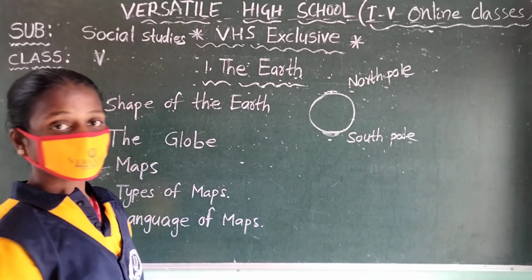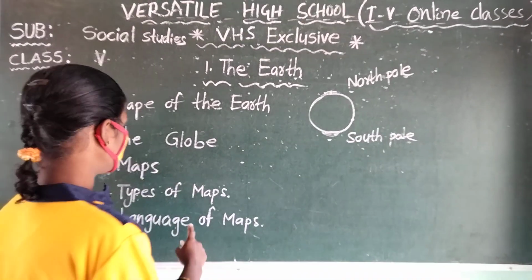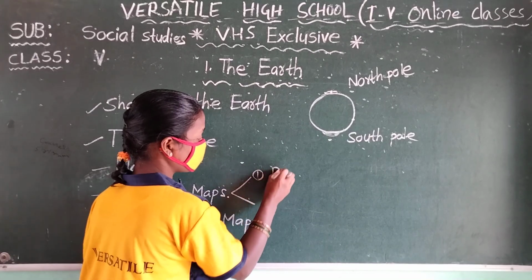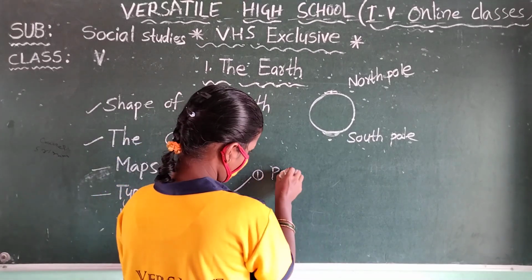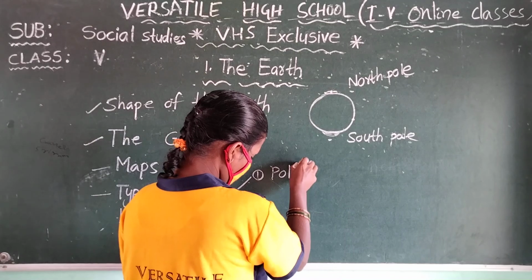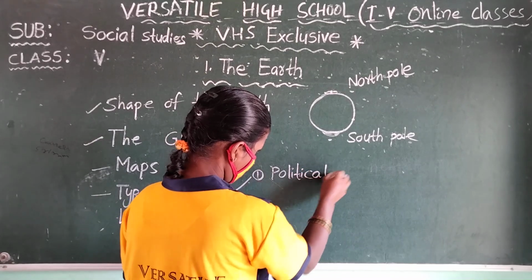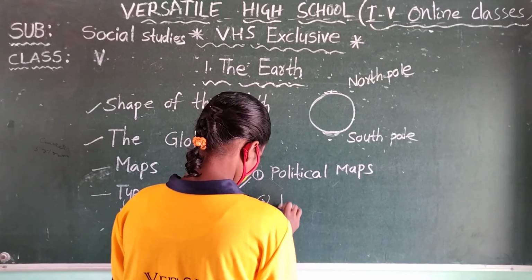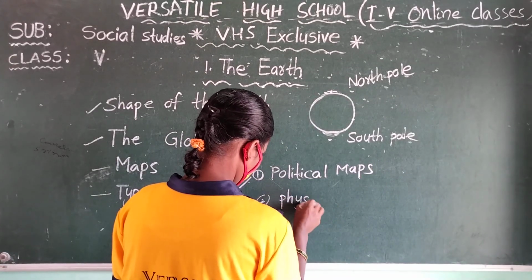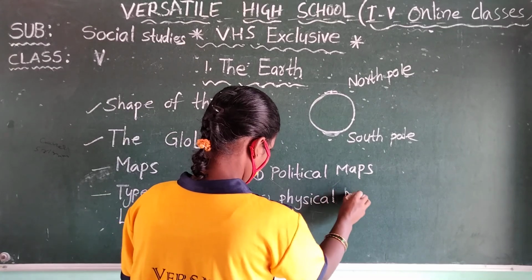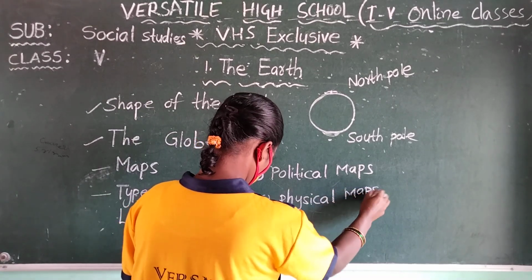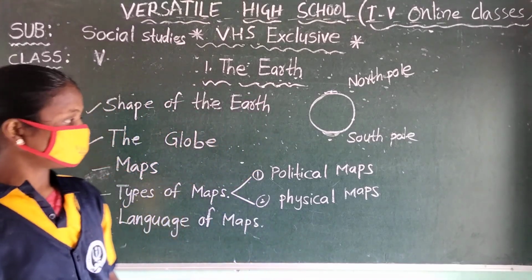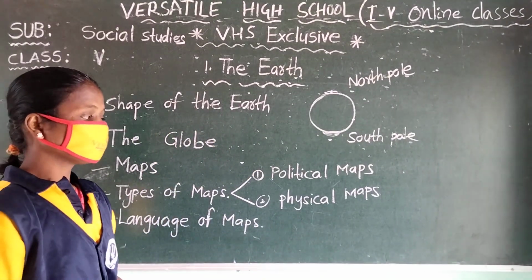Types of maps. According to that, maps are of two types. One is political maps and the other is physical maps. Maps are how many types? Two types. There are two types of maps. One is political maps, another is physical maps.